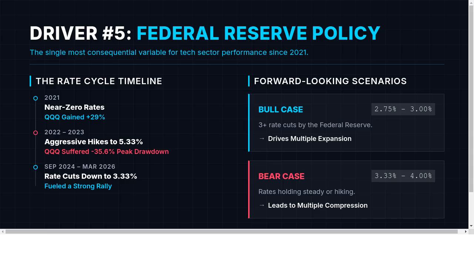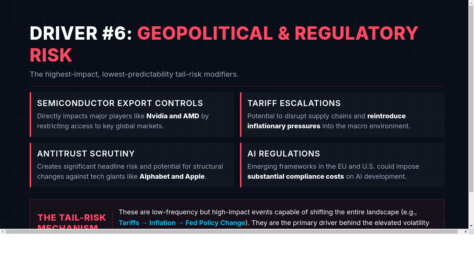However, we also need to consider the less predictable, but equally impactful, tail risks. Geopolitical and regulatory risks represent the highest impact, yet lowest predictability factors for tech sector returns. These are the tail risk modifiers that can rapidly alter the macro environment. We're talking about issues like semiconductor export controls, which directly impact major players like Nvidia and AMD, or the potential for new tariff escalations that could reintroduce inflationary pressures.